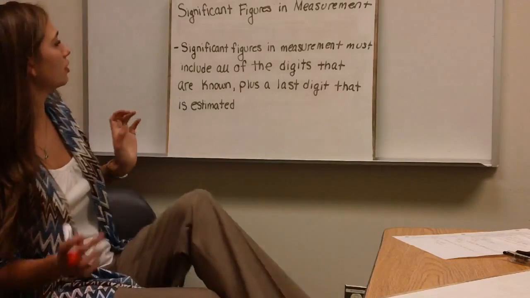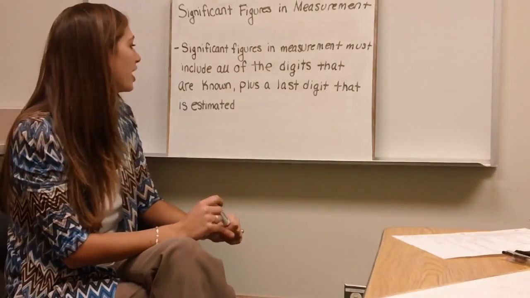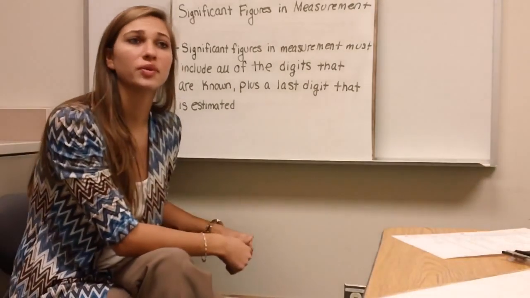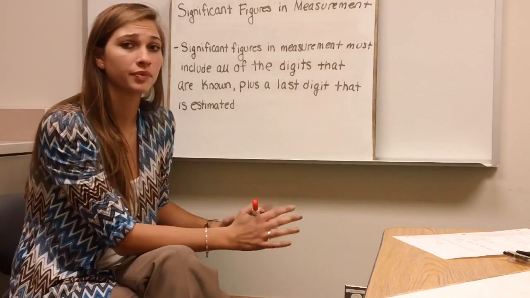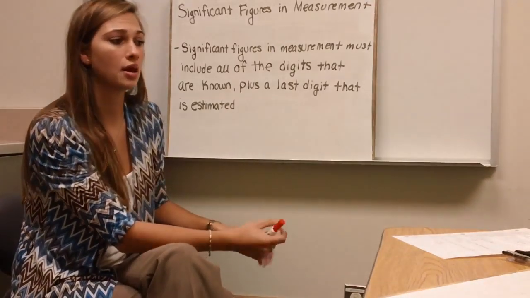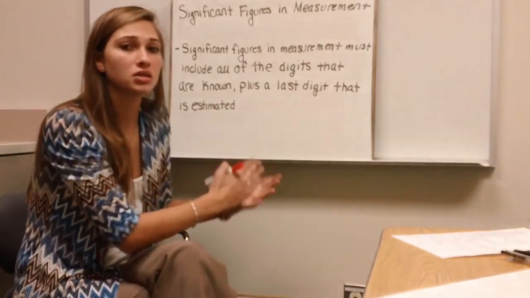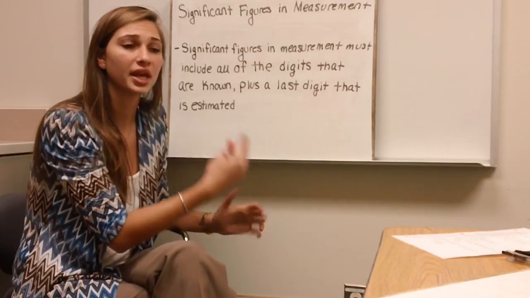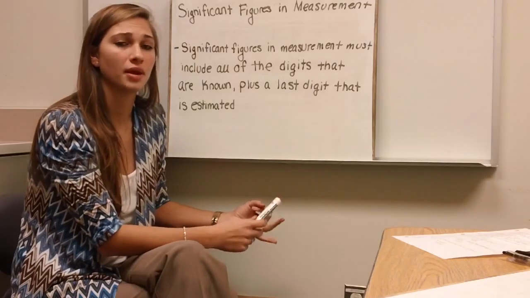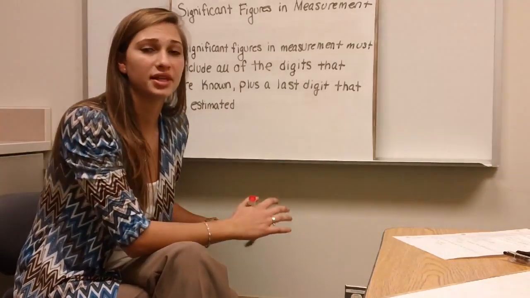Okay, so significant figures and measurements must include all of the digits that are known plus a last digit that is estimated. So for example, if we're measuring something with a ruler, so we're going to be doing that in centimeters or meters or whatever it may be. But if you think of the length of a regular ruler, it's broken up into centimeters, but it's also broken up into millimeters. If we were to measure something, we would have to say the amount of centimeters, the amount of millimeters, and then our guess of the next digit.